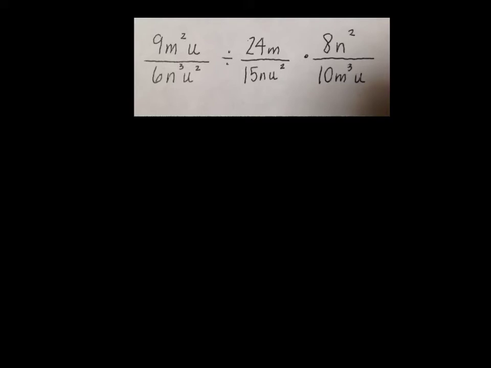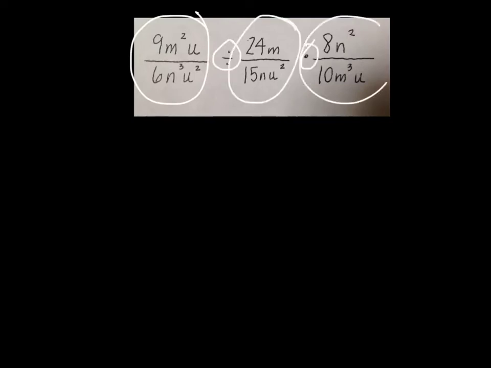All right, so our first thing to do is look at operations. I have a fraction here divided by a fraction times a fraction. Order of operations, we have to move from left to right since it's multiplication and division, and do whatever comes first. So I'm going to have to divide first. But dividing by a fraction is such a pain. So I'm going to change that to multiplication.